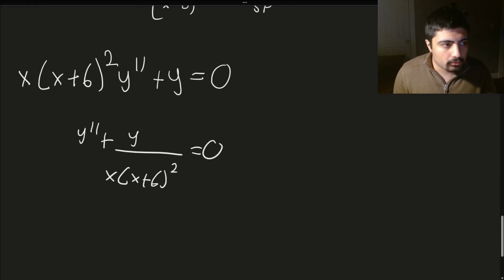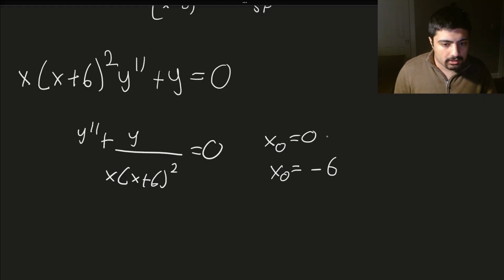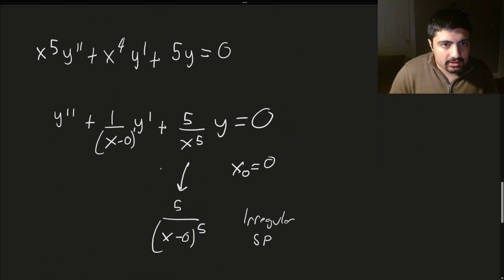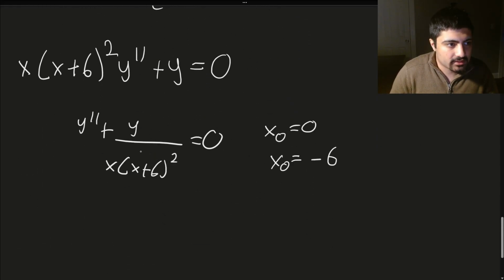Now, if we want to find the singular points, the singular points will be x0 equals 0, and x0 can be equal to negative 6. And those are the only singular points we would have. Okay. And the second requirement tells us that in the q of x function, notice this is the q of x function.